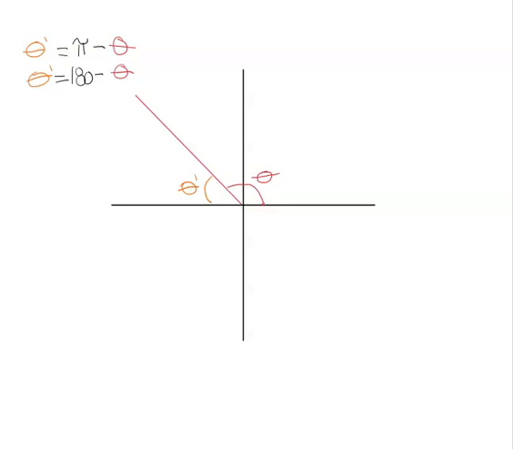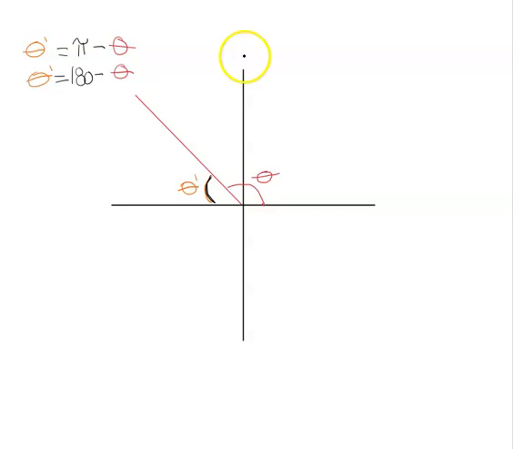Theta's reference angle is the acute angle, theta prime, that's formed by the terminal side of theta and the horizontal axis. So, in other words, this orange theta prime right here is the reference angle to the red theta, which is in standard position.